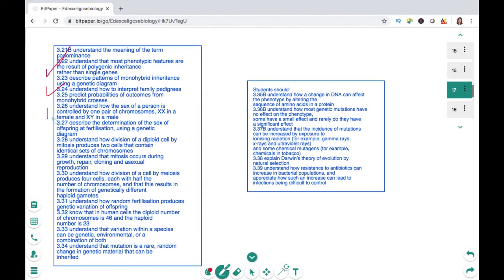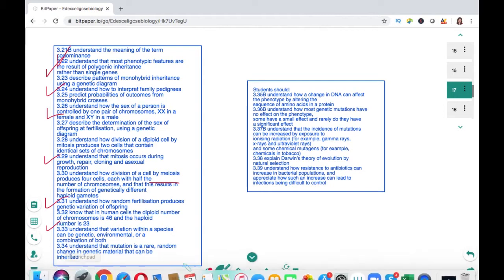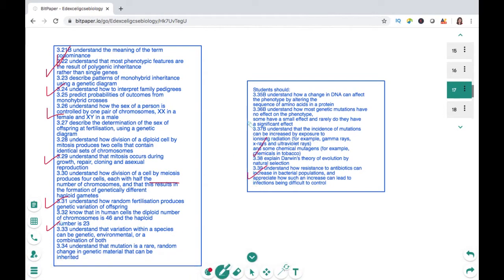We'll see how sex is determined in humans, and we'll also see how mitosis can help in growth, repair, cloning, and asexual reproduction. In this unit, we'll also cover a very important cell cycle, which is meiosis, which is responsible for formation of gametes. We'll also look over the process of random fertilization and how meiosis leads to variation and eventually leads to evolution. We'll also see the concept of mutation, the genetic mutation, and in this unit, we'll also cover the theory of evolution by Darwin, and we'll also see how we can explain antibiotic resistance in terms of Darwin's theory of natural selection.